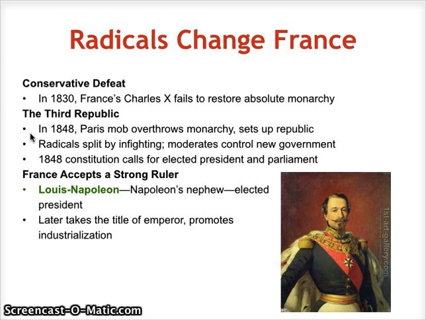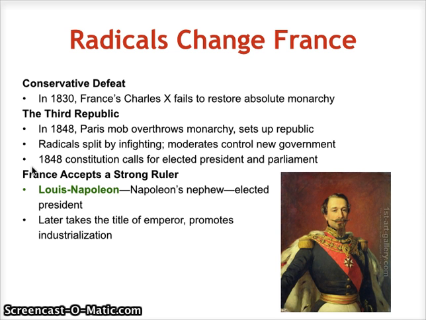And they're trying to set up a republic. Now, a republic is a limited democracy. That is when we have elected representatives in the government by the people. So the people elect representatives to control the government. But eventually these radicals split while they're fighting, and the moderates take control of the new government. So by 1848, we have a new constitution in France.